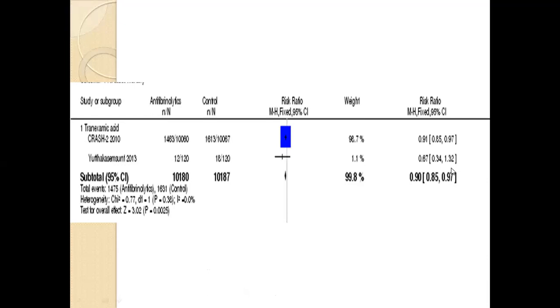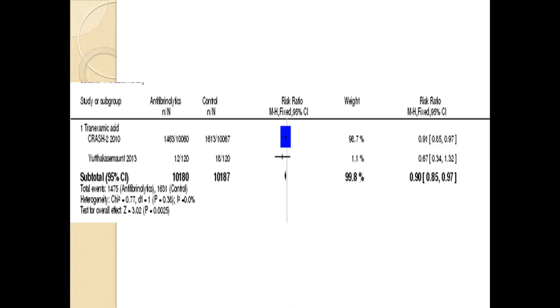So the two ends here of the confidence interval are less than 1. So the tranexamic acid significantly reduces mortality in the patients with trauma. But I need to translate this to more easy numbers. How can I do this? By calculating the absolute risk reduction and subsequently the number needed to treat.